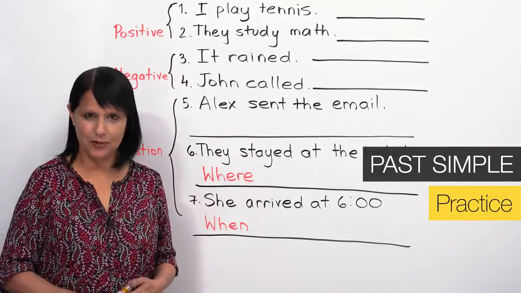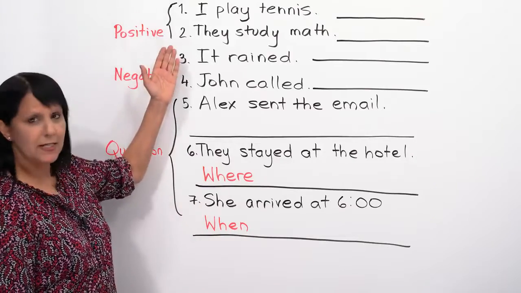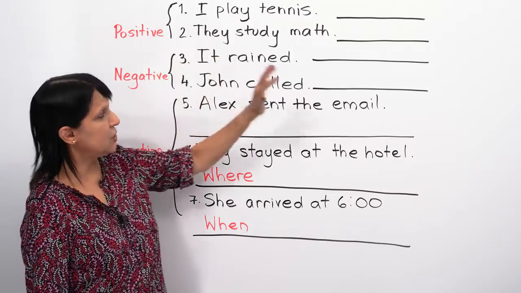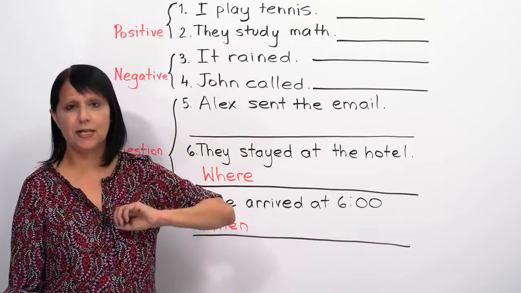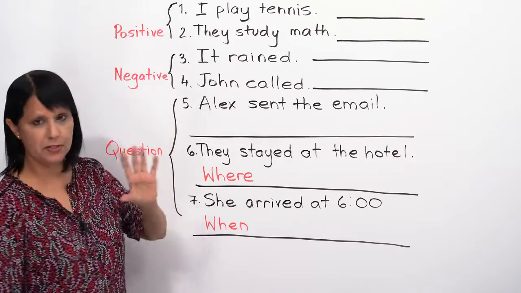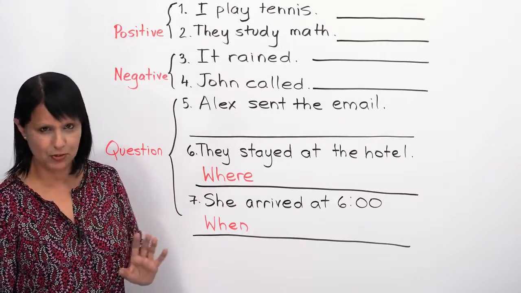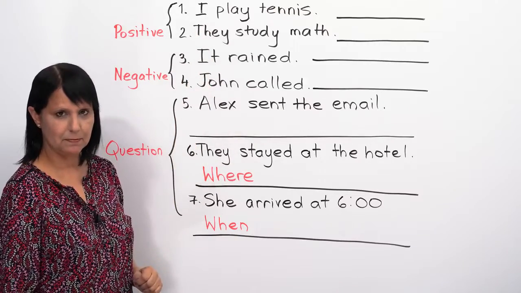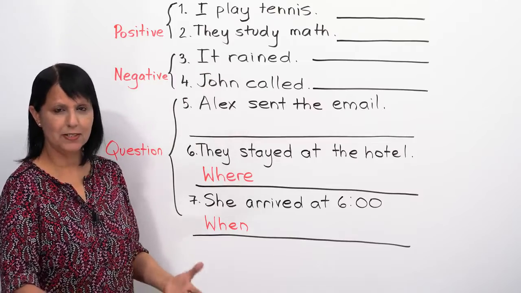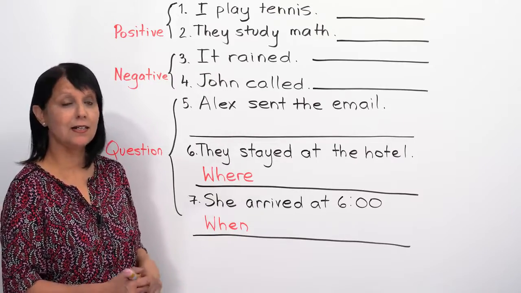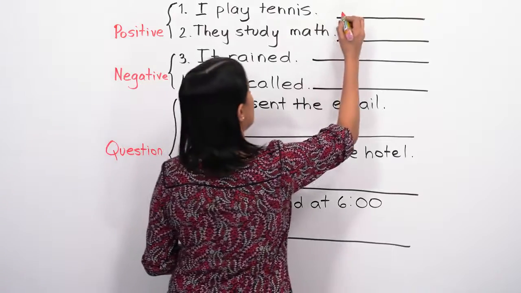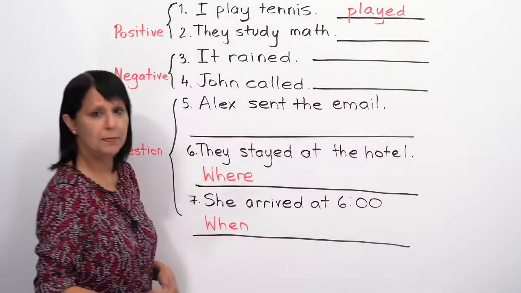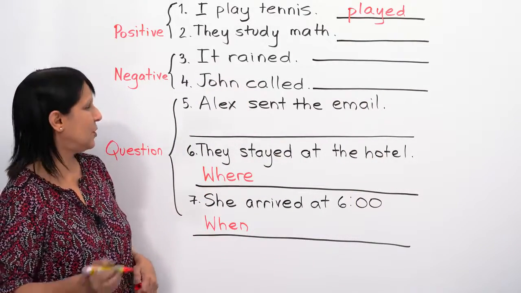Now let's practice what you've learned. So first, we'll take some sentences that are written in the present simple tense and we'll change them into sentences into the past simple tense. Okay? These are just positive sentences, not negative and not questions. So, number 1, I play tennis. In the past, what does that become? I played. I played tennis, right? Good.